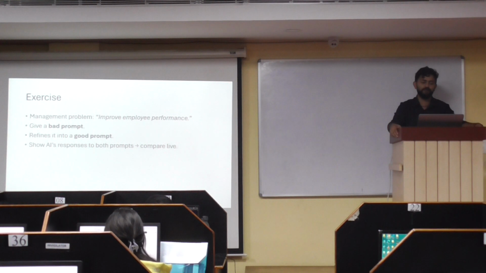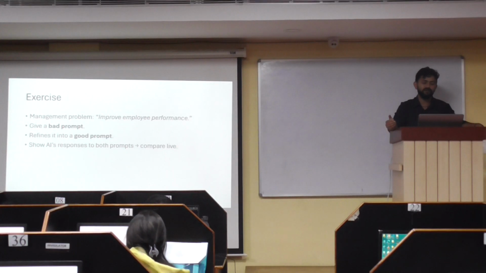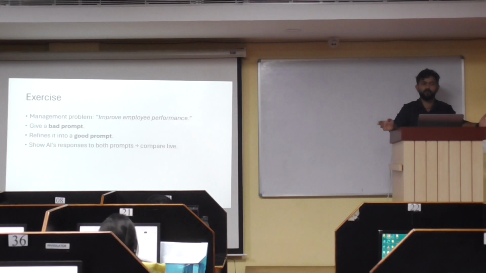First, just give a bad prompt. Simply write, how to improve employee performance. You can do it like this. This is how we normally pass the queries in ChatGPT. You can normally pass it like this, how to improve employee performance. Now, you will get a certain result.